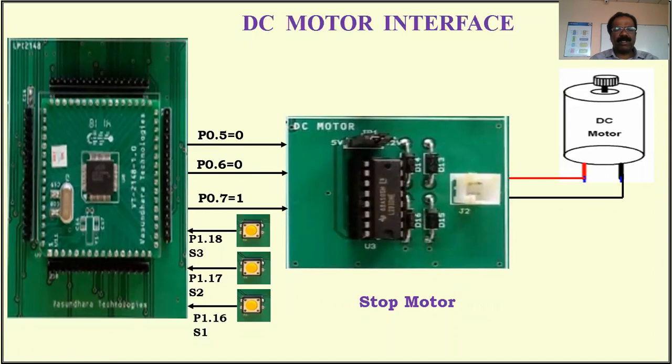Suppose we make both low, P0.5 low and P0.6 low. If both are low, it's going to stop rotating the motor. This is the logic behind a DC motor interface.